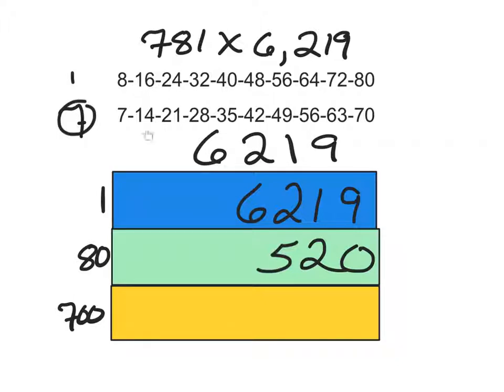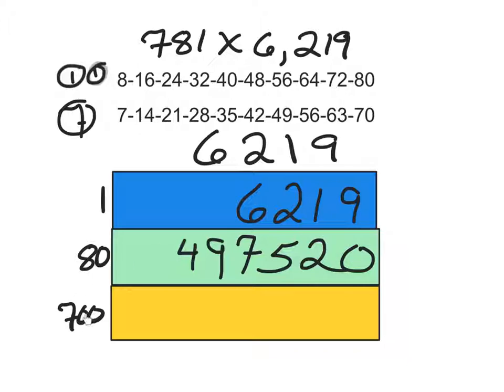8 times 2, 1, 2. That's going to give you 16. Plus this 1 here will give you 17. Drop the 7, carry the 1, and move along. 8 times 6, 1, 2, 3, 4, 5, and 6 is going to give you 48. Plus this 1 here will give you 49. Whoops, I want to circle that a little better. Drop that 9 and that 4 because we are all done with this area box right here.